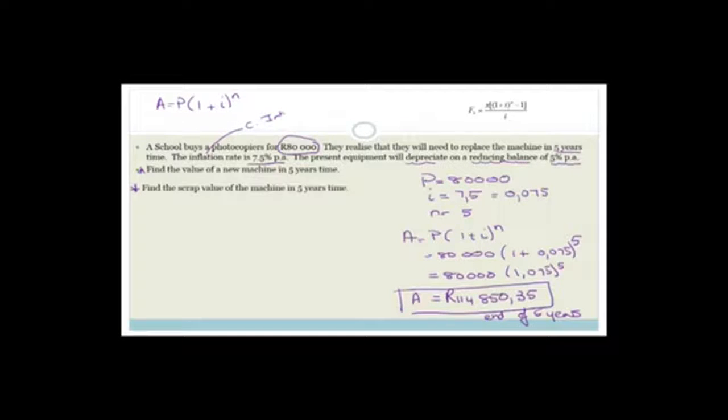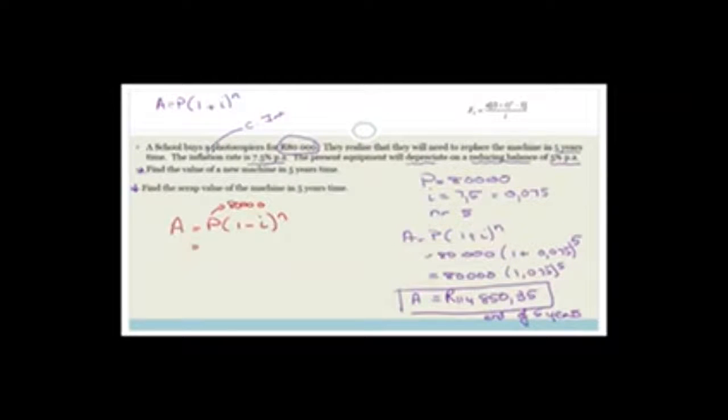Right, grade 12s, how did you do? Okay, did you use the same equation but with a minus sign? I hope you were saying, yes, of course we did. A is equal to P, 1 minus i, to the power of n. You're using the same principle, it's 80,000, but now it's reducing. So it's going down at an interest rate of 5%.